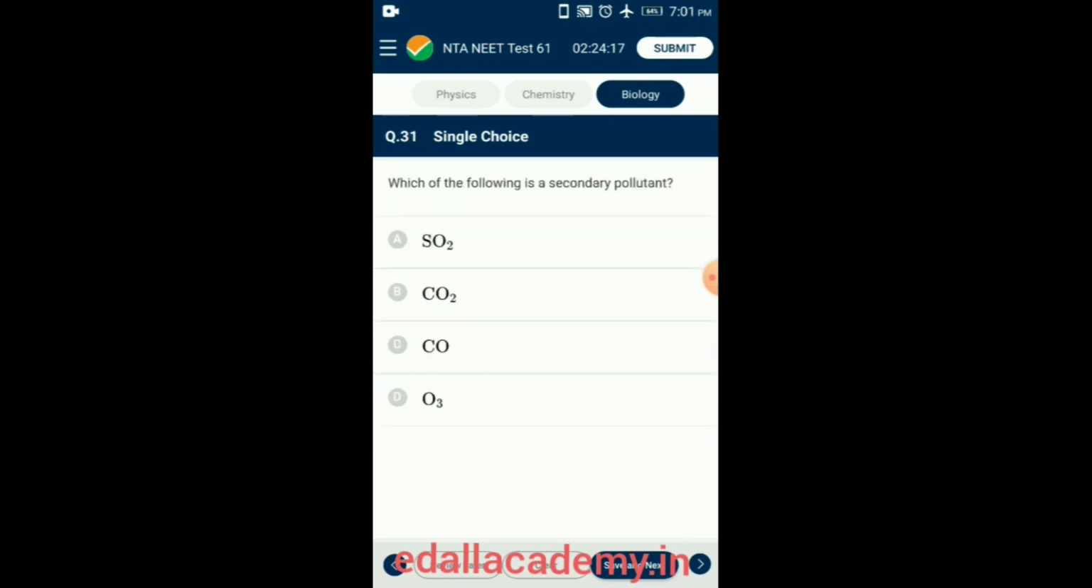Question number 31. Which of the following is a secondary pollutant? O3 is a secondary pollutant. It is called a secondary pollutant because it is produced when two primary pollutants react in sunlight and stagnant air. These two primary pollutants are nitrogen oxides and volatile organic compounds. So the correct option for this question is option D, O3.